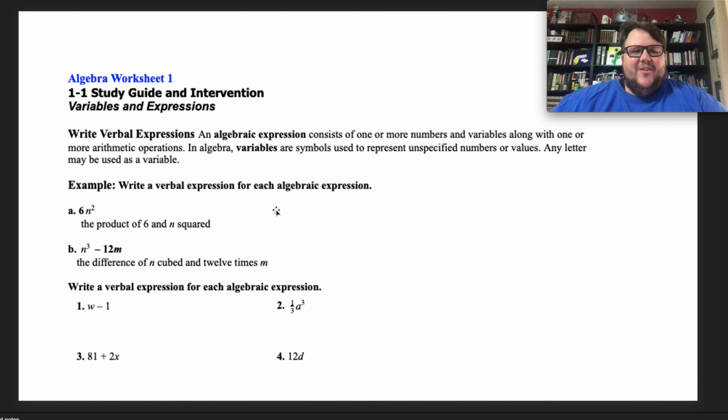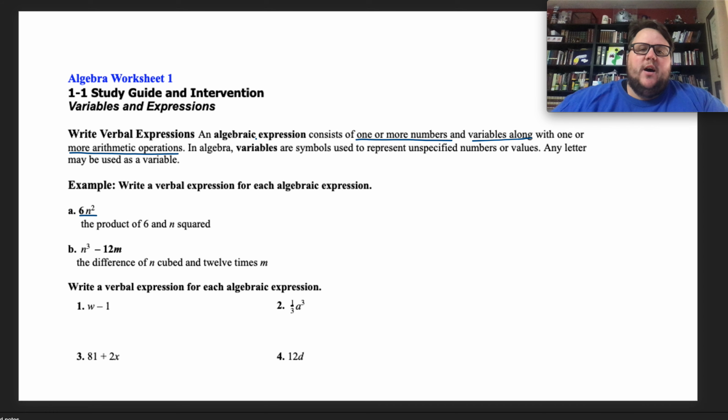So the first one, we have an example here, and what we have is 6n squared. So I really could have just said 6n squared if I wanted to. So you're going to write a verbal expression. An algebraic expression consists of one or more numbers and variables, along with one or more arithmetic operations. So there's going to be variables, numbers, and mathematical operations.